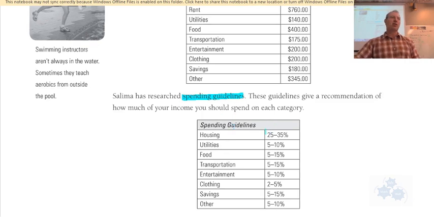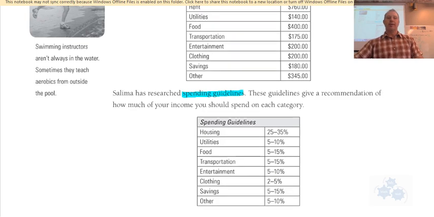So housing is usually the biggest, right? And then utilities, food, transportation, entertainment, savings, other. The other could be your tithe, or you're giving to charity regularly, or whatever it is that you do there. And so they're all about the same. And then clothing should be a little bit less than everything else, right?